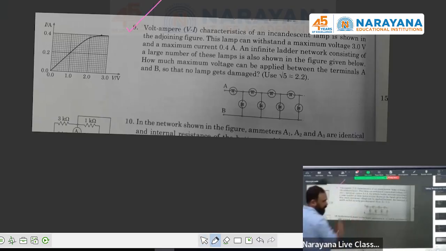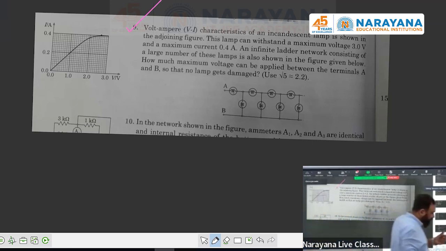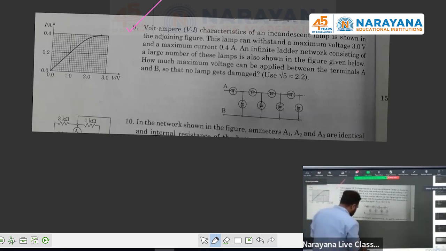Look into question number 9 and find out the... Actually, he has given a VI characteristic in the problem, which is for an incandescent lamp, as shown in the adjoining figure. He has also said this lamp can withstand a maximum voltage of 3 volt and a maximum current of 0.4 ampere, 0.4 ampere and 3 volt.